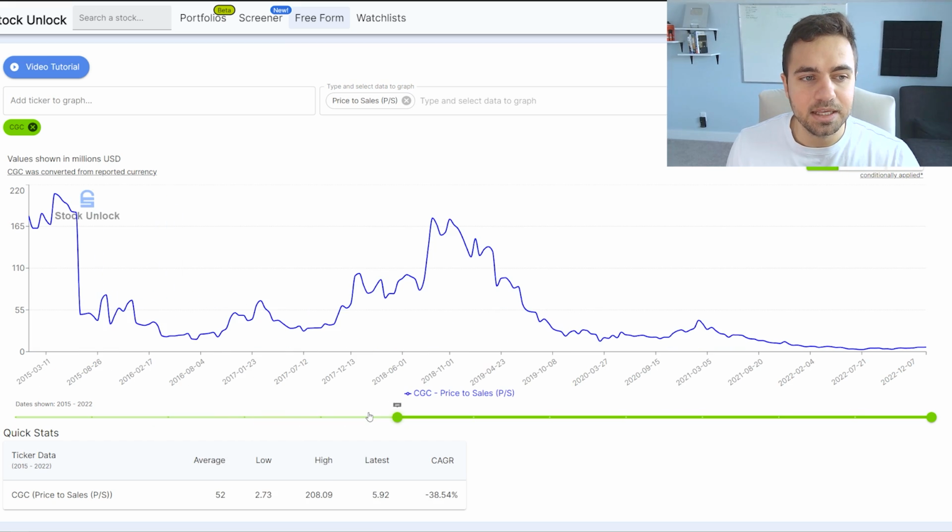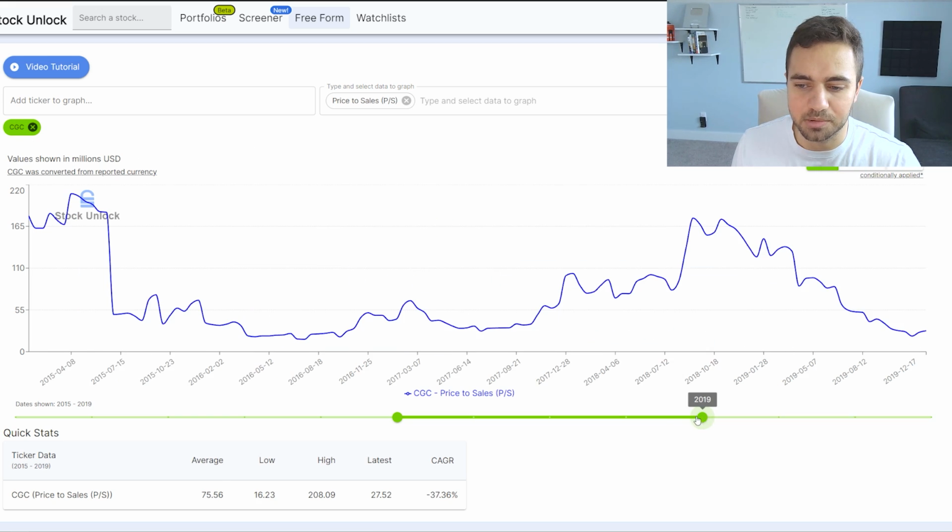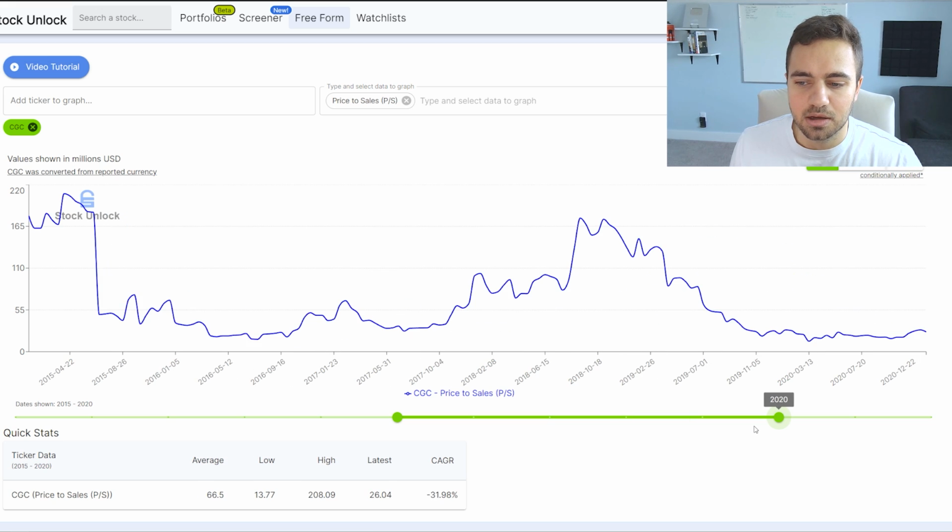Right here, we're taking a look at this company, Canopy Growth, CGC is the ticker. We're taking a look at its price to sales ratio. I'm going to zoom into about 2018, or about 2020. So we can see the price to sales ratio has gone from anywhere from 16 to 177 or 176, whatever. And now it's all the way back down here at about 19 in 2020. So we're looking at 2015 to 2020 right now.